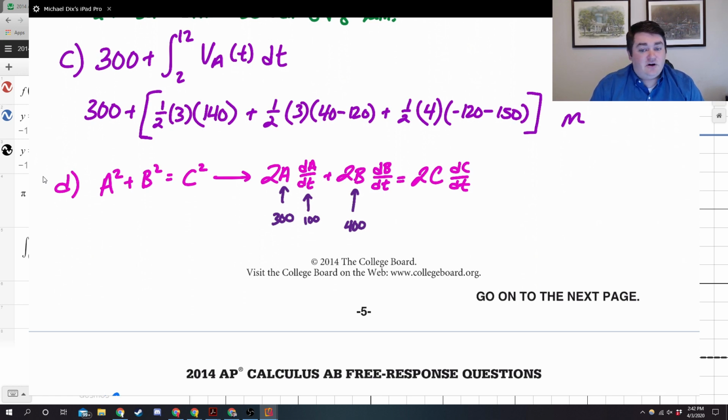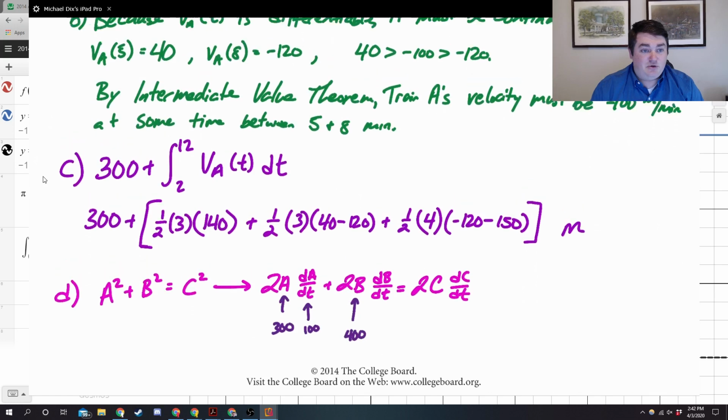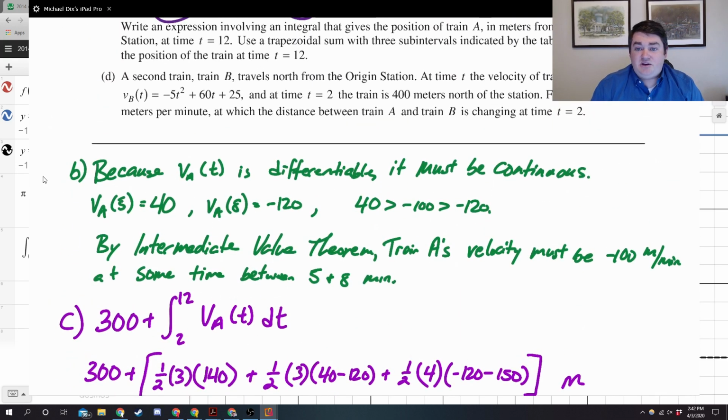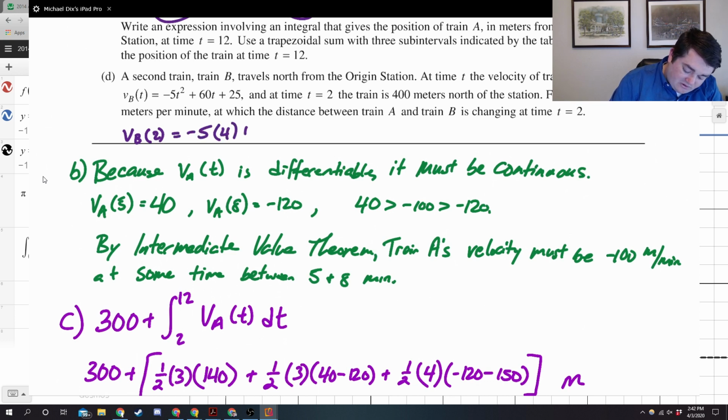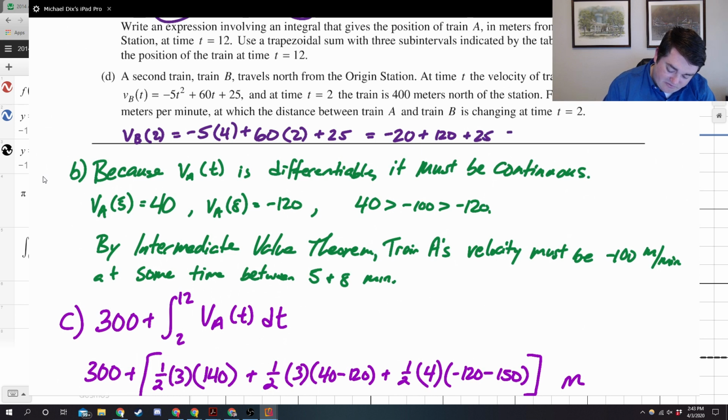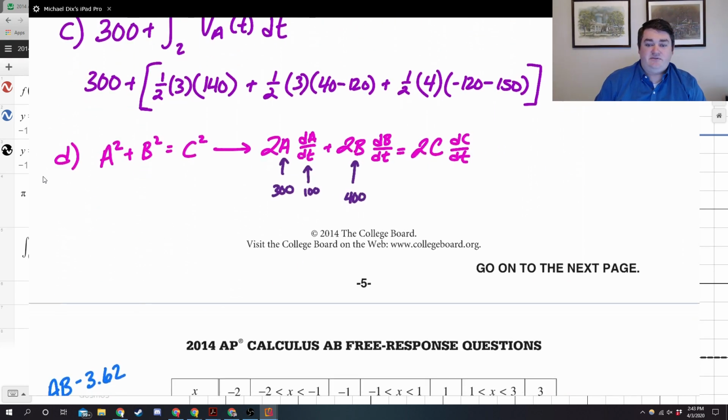So, how fast is train B moving at that moment? Well, they gave me an equation right here, V sub B of t. So what is V sub B of 2? That would be negative 5 times 4 plus 60 times 2 plus 25. That's negative 20 plus 120 plus 25. The negative 20 and the 25 just make 5. So the speed of train B is 125.